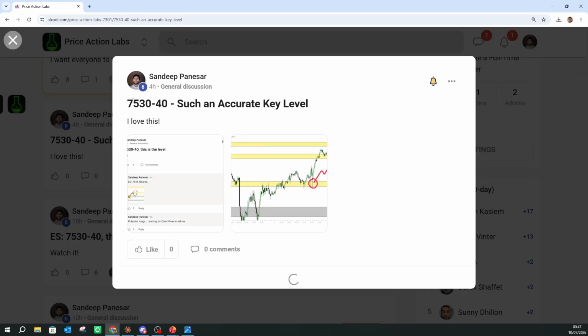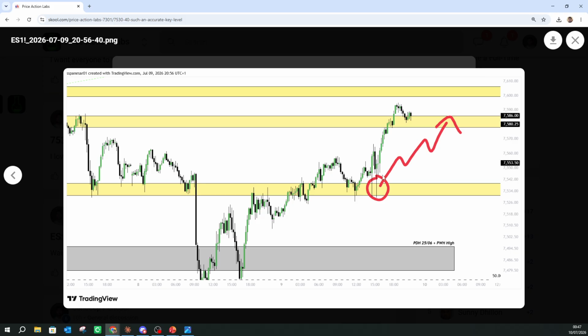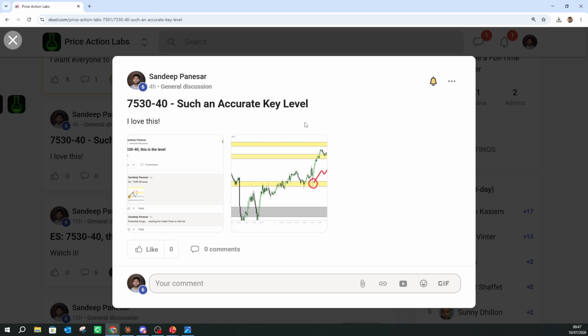Yeah, such an accurate key level. 75, 30 to 40. So let's break it down. So this was the level. This level had been holding all the way since the 16th or the 20th of June, right? July it held. Okay, July it held. And this is where the trade prediction came from.